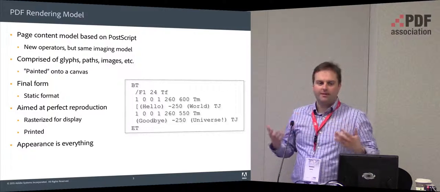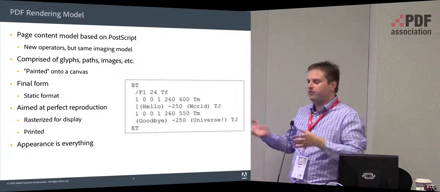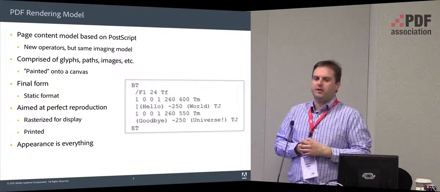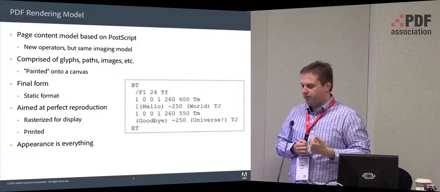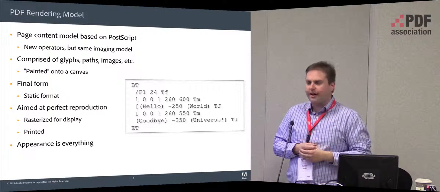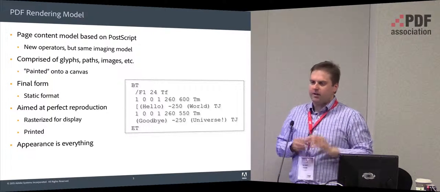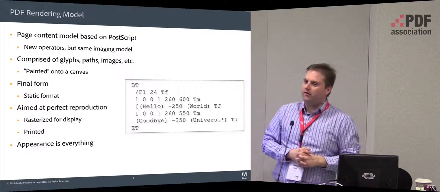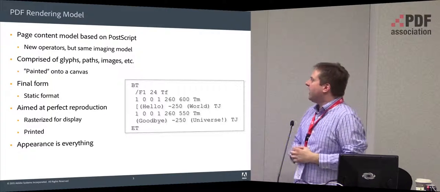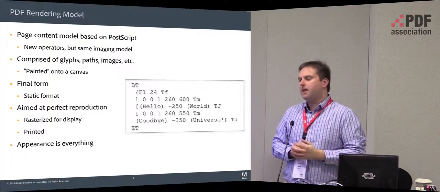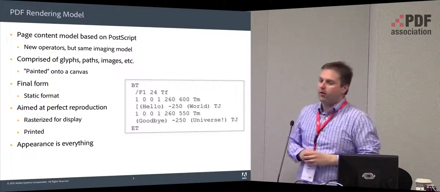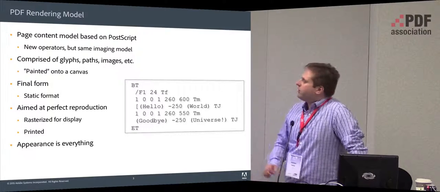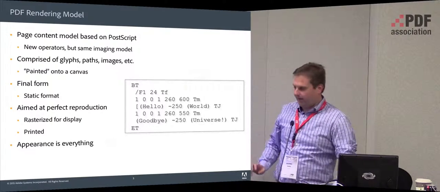By painting them onto this canvas, we produce the appearance that is the final form static rendition of the document. The primary purpose of this was around print reproduction. It was around exchange on machines and to make sure that the appearance was consistent. I give a very simple example here on the right of a text stream that prints Hello World, Goodbye Universe. The reality is it would need a little bit more than this. This is a very simplified snapshot, but it hopefully shows a little bit about the content model of PDF.